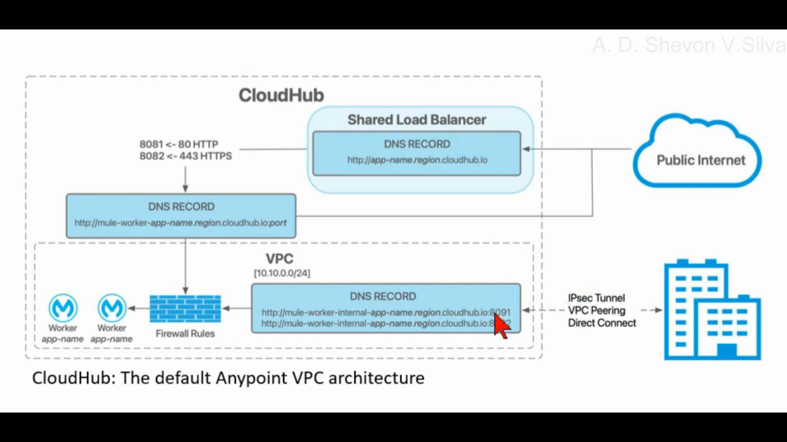Each Anypoint VPC allows you to configure firewall rules to check inbound connections directly to your workers. Two firewall rules are created by default: rules that allow your private address space to connect through HTTP ports 8091 and 8092, and rules that allow external requests proxied by the CloudHub shared load balancer.